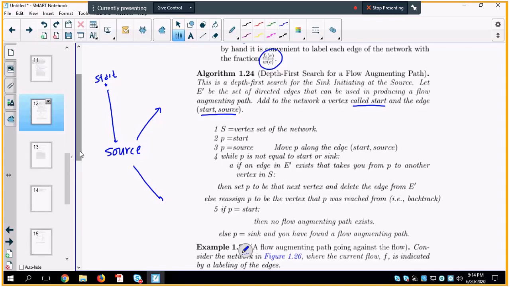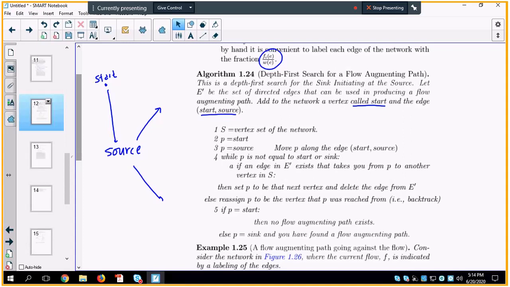While it's not equal to start or sink, if an edge exists that takes you from P to another vertex in the set of the network, then set P to be the next vertex and delete the edge. Otherwise, reassign P to be the vertex that was reached, i.e. backtrack. If you have to backtrack back to start, then no flow augmenting path exists, else you found your flow augmenting path. So feel free to pause here and read through this in a little more detail.